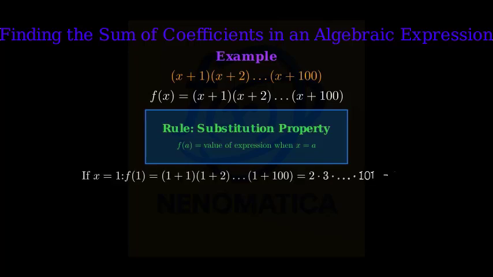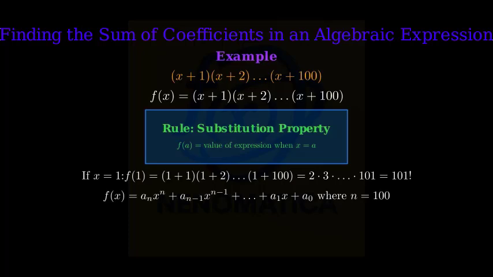When x equals 1, we get f of 1 equals (1 + 1)(1 + 2)...(1 + 100), which simplifies to 2 times 3 times ... times 101, which is equal to 101 factorial divided by 1. When we expand our original expression, we get a polynomial in x. Let's write it in the form a sub n x to the power of n plus a sub n minus 1 x to the power of n minus 1 plus ... plus a sub 1 x plus a sub 0, where n equals 100, since we're multiplying 100 terms, each with the highest power of x being 1.